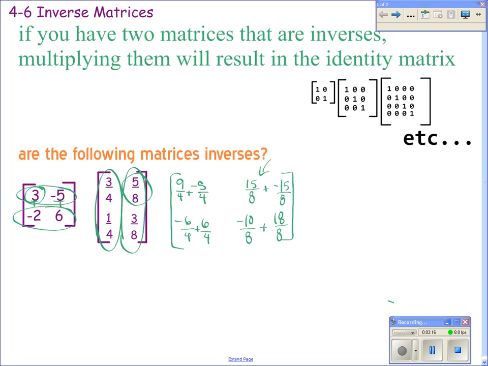All right, so let's simplify this. If I have 9/4 and I add it to negative 5/4, what do I have? You have 4/4, right? Which is 1. What about right here? What about here? And this one? 8 over 8, which is 1. Is that the identity matrix? So yes.